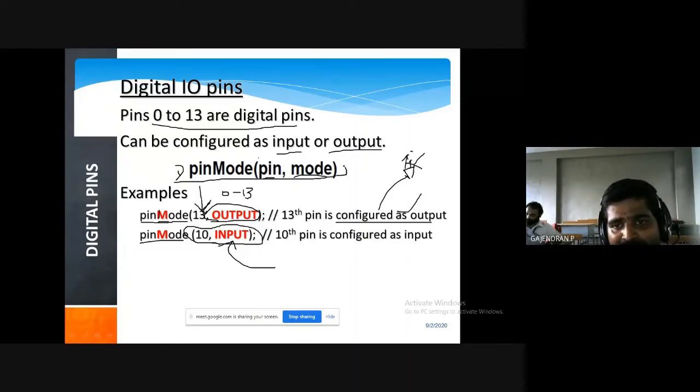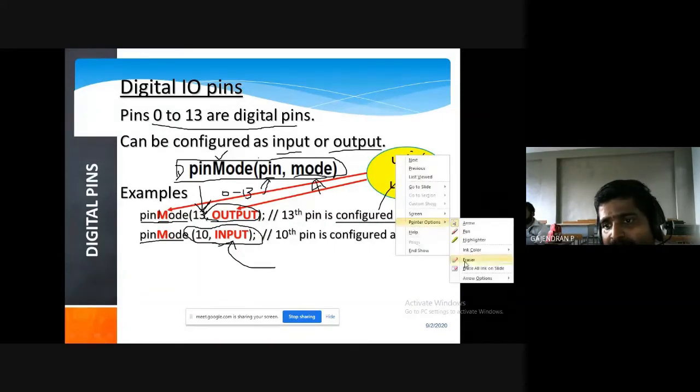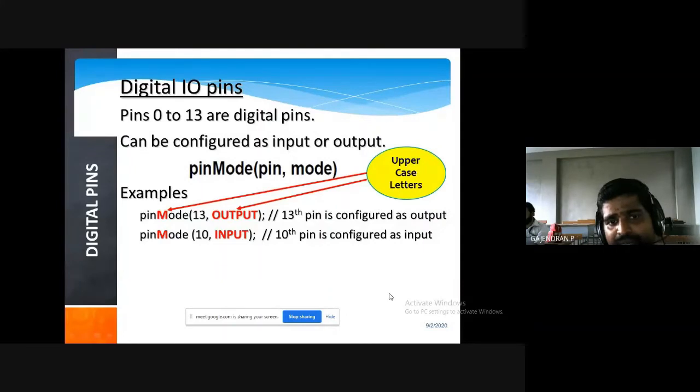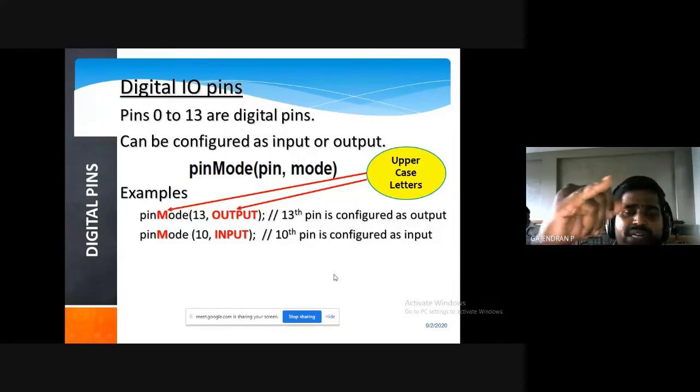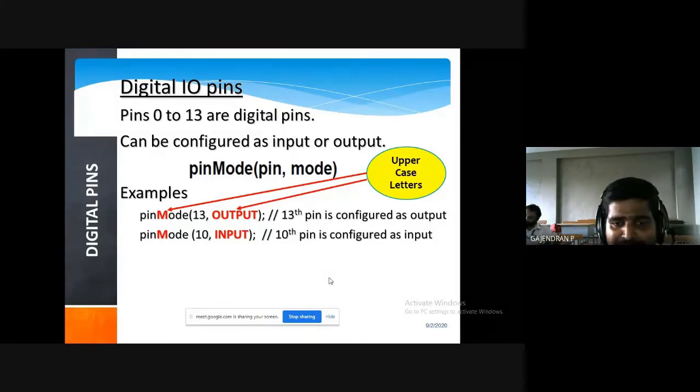Please make note of this syntax. pinMode, M is a capital letter. In the argument, I need to pass two values, pin number and mode of operation. For the mode of operation, OUTPUT and INPUT, all letters are capital letters. Take a screenshot. pinMode, that M is a capital letter. OUTPUT and INPUT both must be capital letters. Okay, that's all. So point number one, now we know how to make the pin an input or output.